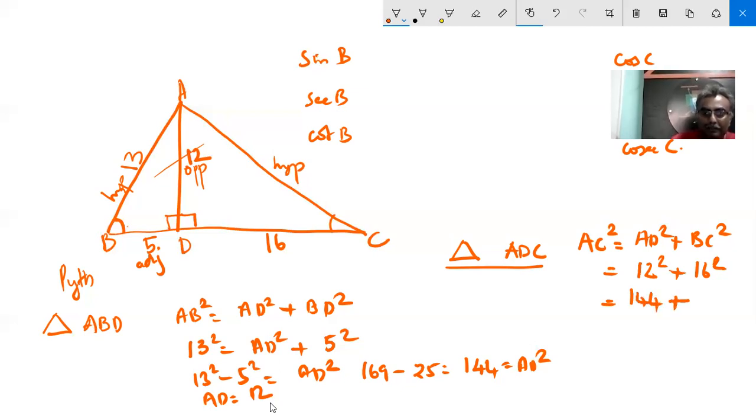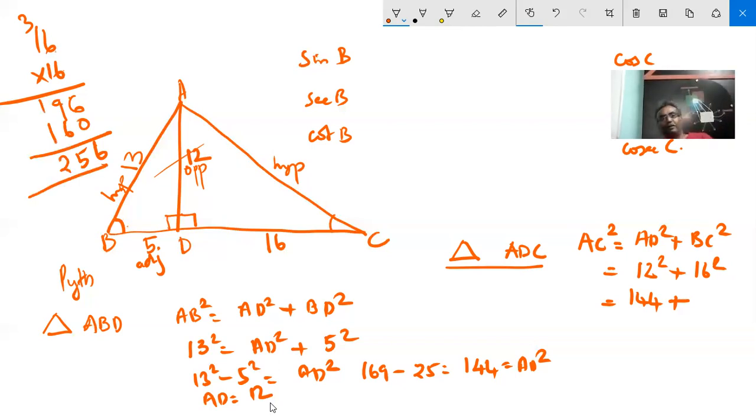16 into 16? You should memorize your tables by now. 6 into 6, how much? 36. 1 into 6, 6, plus 3, 9. 1 into 6, 6. 1 into 1, 1. 6 plus 0, 6. 9 plus 6, 15. 1 plus 1, 2. 16 into 16 is a famous 256. How can you forget this?